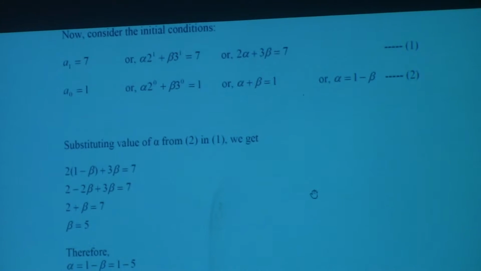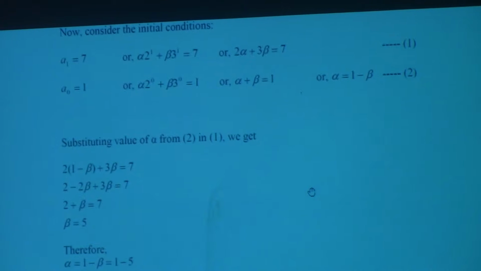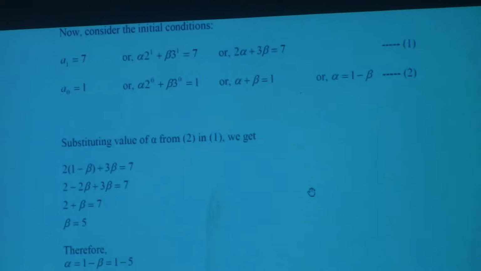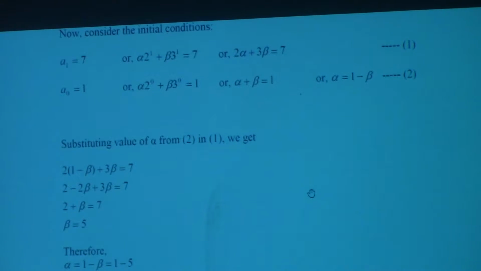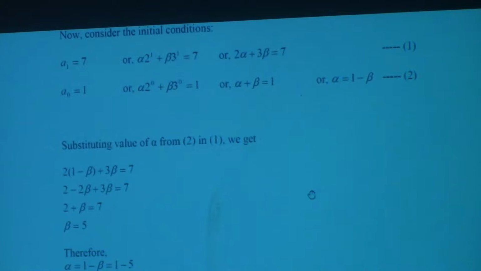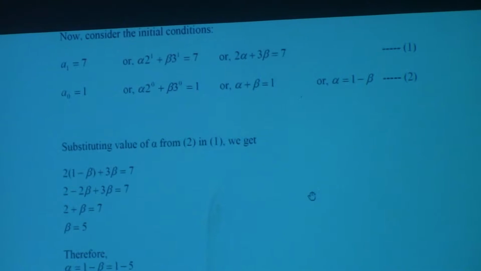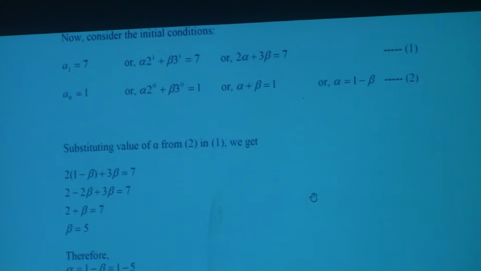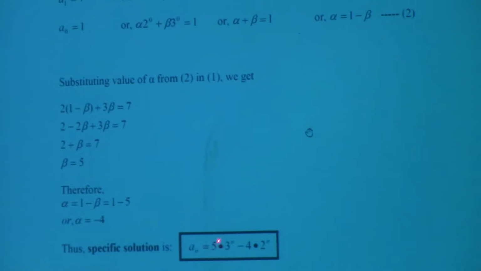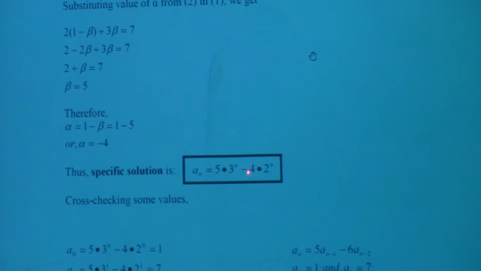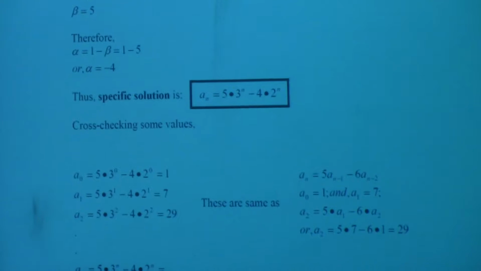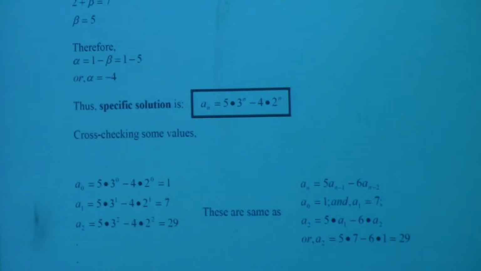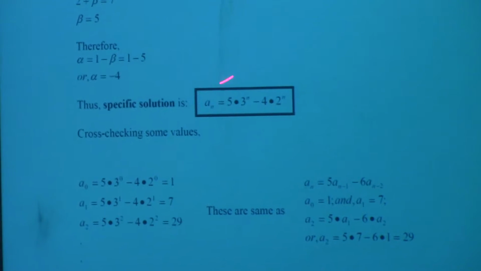Once I know that, since I know that alpha plus beta is equal to 1, then I know that alpha must be equal to negative 4, because combined they must equal 1. So therefore, now what we do is we go back to our general solution and we substitute alpha and beta with the actual values based upon the initial conditions. So therefore, I'm going to get 5, which is the value for beta. I put that first. 5 times 3 to the n minus 4, which is our alpha, times 2 to the n. I flipped them around. I could write minus 4 times 2 to the n, plus 5 times 3 to the n. That's a little more awkward. This looks a little bit more normal.